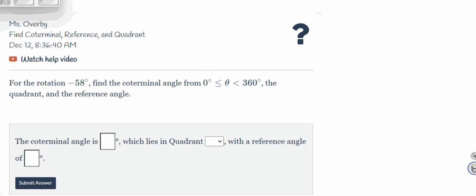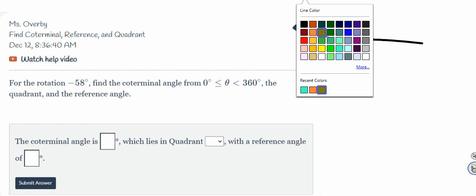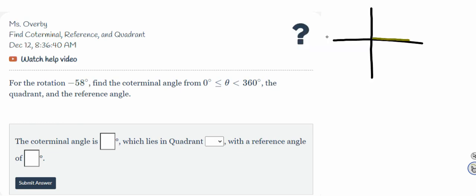Okay, here we go. We're going to get ready for some Delta Math problems. Let's see, this one says for the rotation, negative 58 degrees, so it's really for the angle, right? If the terminal side rotated negative 58 degrees, we'd have an angle. Let's go ahead and just start with that. Let's do our little angle. And so we've always got an initial side, and they're saying the terminal side rotated negative 58 degrees.